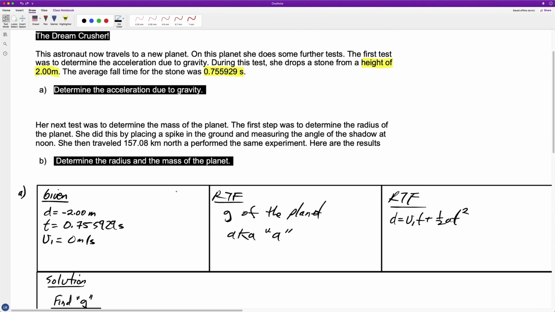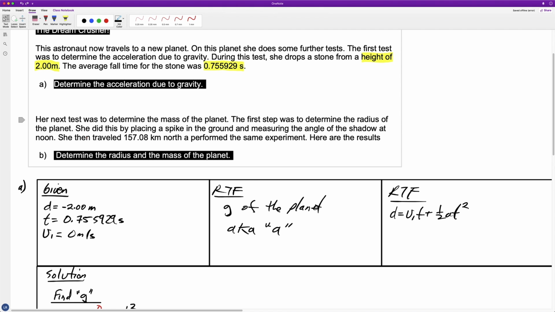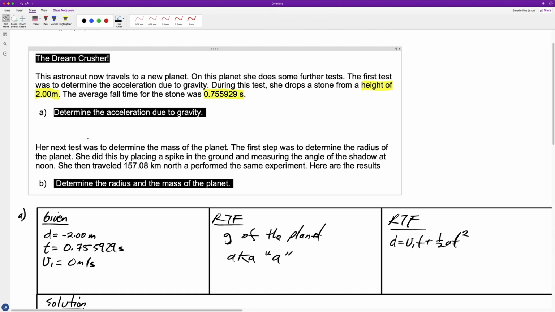Now, here's where things get a little interesting. Her next test was to determine the mass of the planet. Her first step was to determine the radius of the planet, and she did so by placing a spike in the ground and measuring the angle of the shadow at noon. She then traveled 157.08 kilometers north and performed the same experiment. Here are the results.